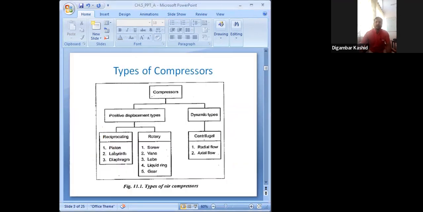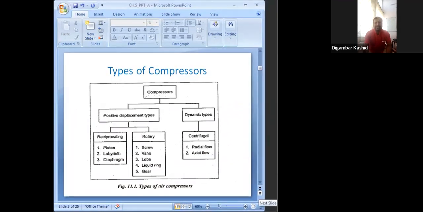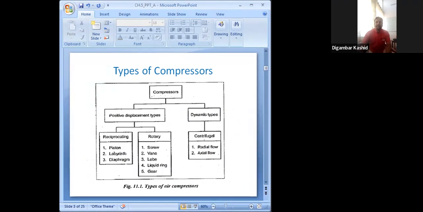Now here I have shown all the types, or classification, of the compressor. You can see the compressor is basically divided into two types, based on the method of energy transfer and pressure generation. First is the positive displacement type, and second is the dynamic type. Now further, this positive displacement type air compressor is divided into two subtypes: one is the reciprocating type air compressor and the other is the rotary type air compressor.